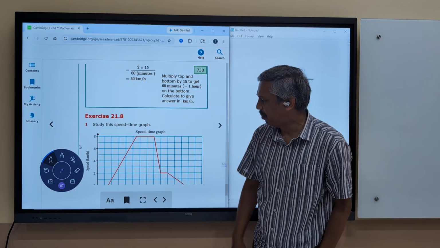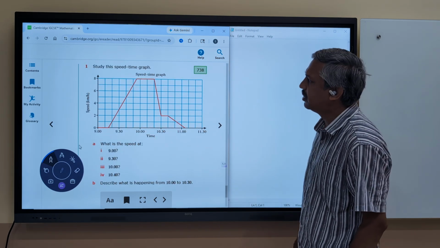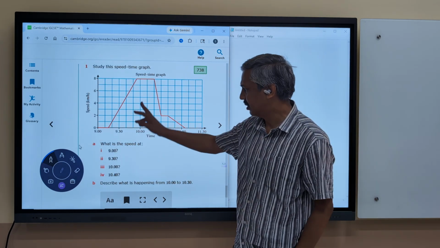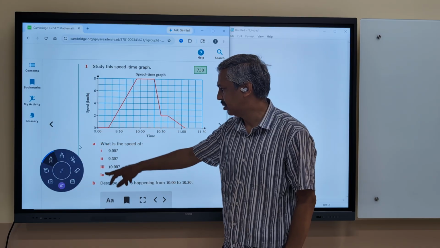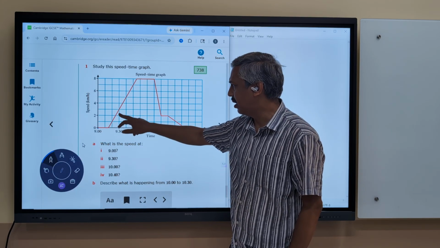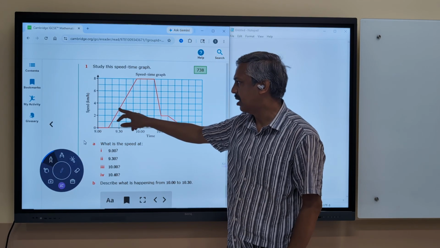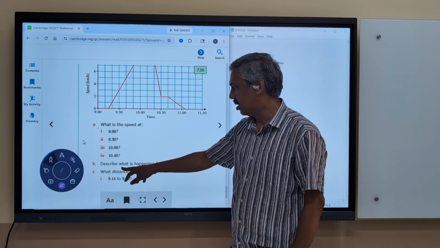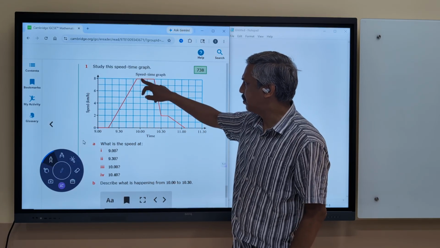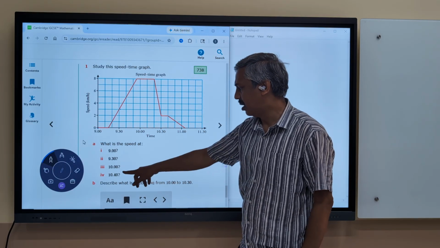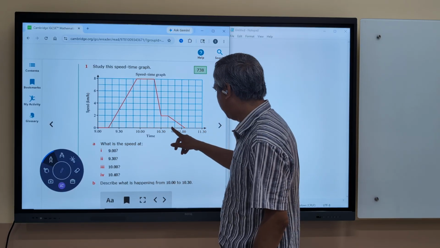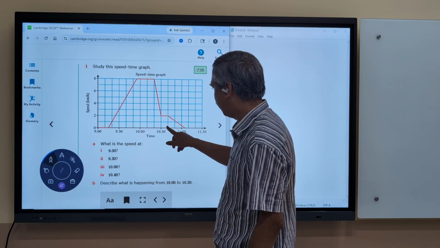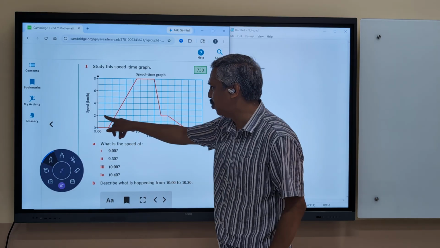Let's see the exercise 12.21.8. Study this speed-time graph. What is the speed at 9? At 9, the speed is 0. At 9:30, the speed is 3 kilometer per hour. At 10 o'clock, the speed is 8 kilometer per hour. At 10:40, the speed is 2 kilometer per hour.